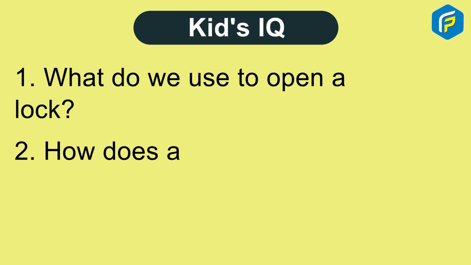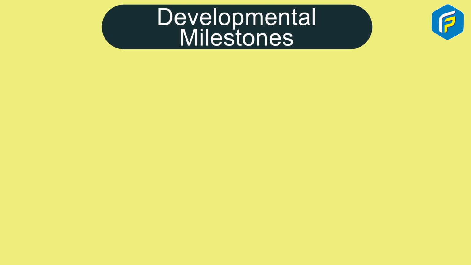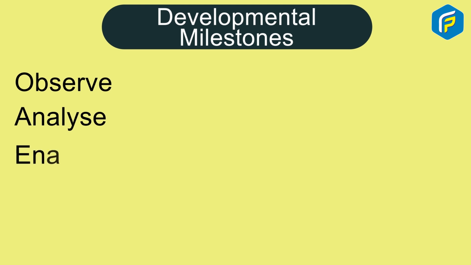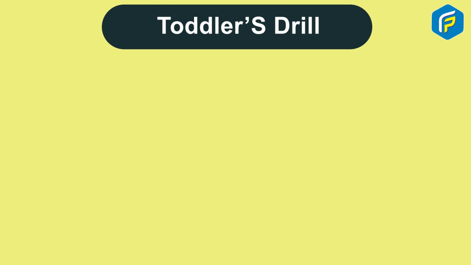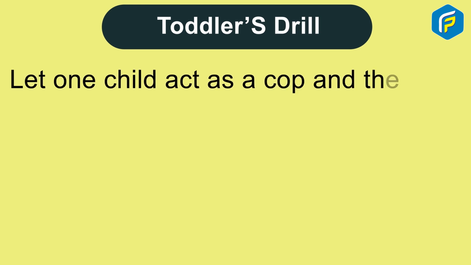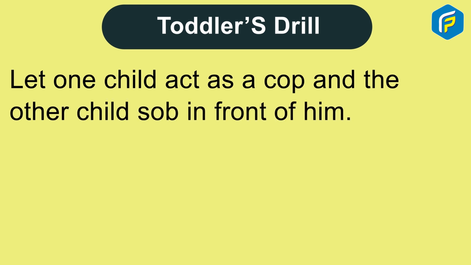Kids IQ. What do we use to open a lock? How does a dog bark? Developmental milestones: observe, analyze, enact. Toddler's drill. Let one child act as a cop and the other child sob in front of him.